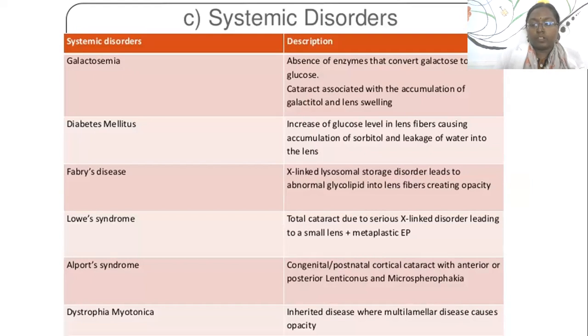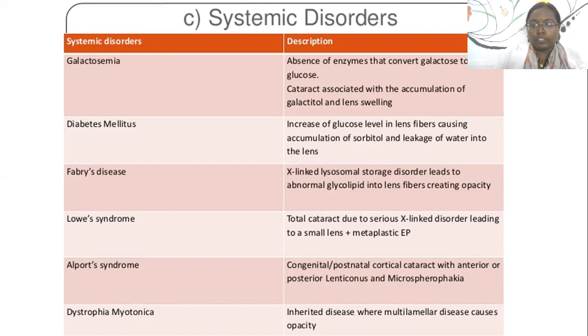Systemic disorders that cause cataract include galactosemia. That is because of the accumulation of galactitol, and this leads to lens swelling because of the osmotic nature of galactitol. In diabetes mellitus, it is sorbitol that is causing the increase of water inside the lens.